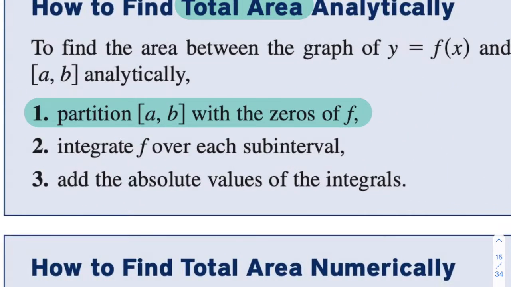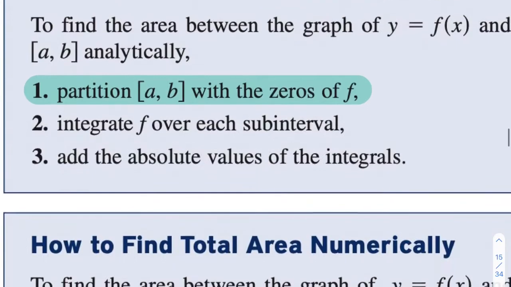With total area, you're going to make sure that you take all the positive area and then you take all the negative area and you think about it in a positive way, and then you add them together. Okay, so if there's some above, some below, they're going to cancel each other out. That's called net. But if you want total, you have to separate them and say, wait, I want this all to be positive. Okay, so you integrate over each of those intervals.